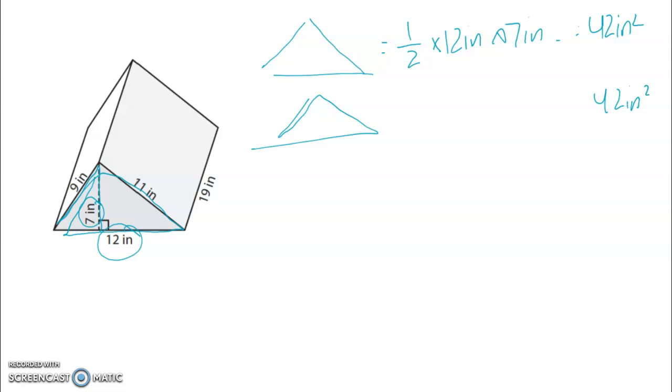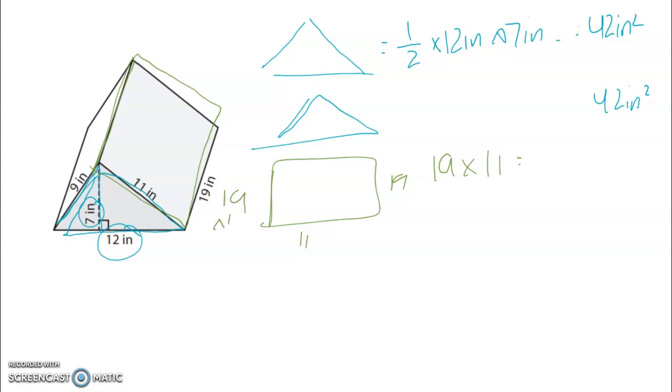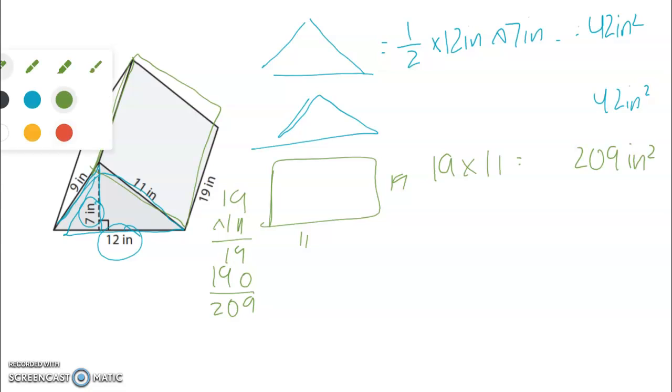Now we have to go for the rectangular bases. I'll start with this one over here on the right side, and that one is a 19 by 11. 19 times 11, I'll do that over here. 1 times 19 is 19, placeholder 0. 1 times 19 is 19. I'm going to have 209 inches squared.